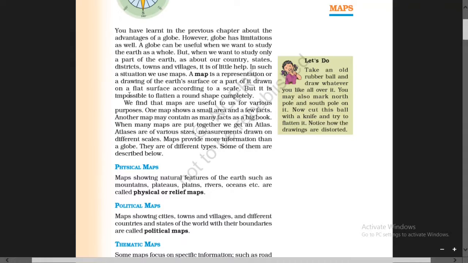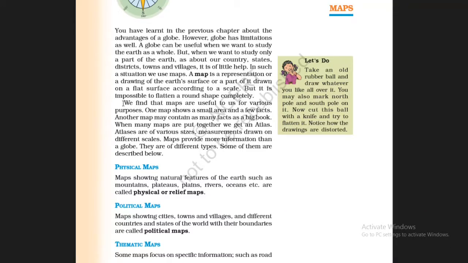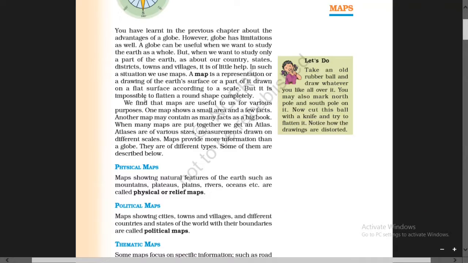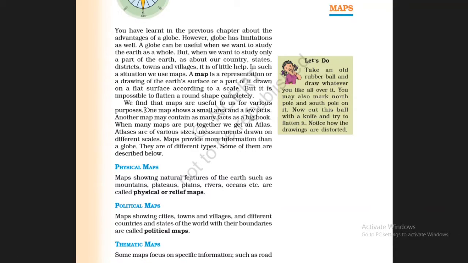But it is impossible to flatten a round shape completely. We find that maps are useful to us for our different purposes.